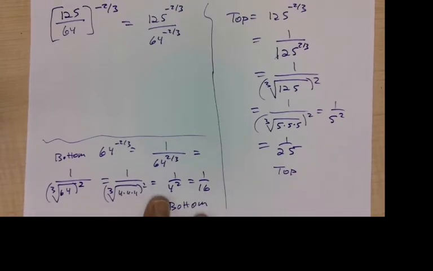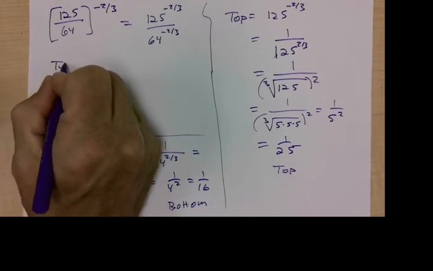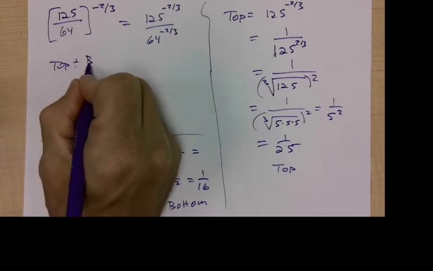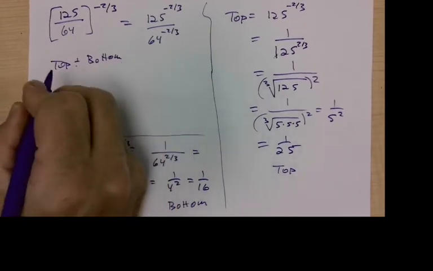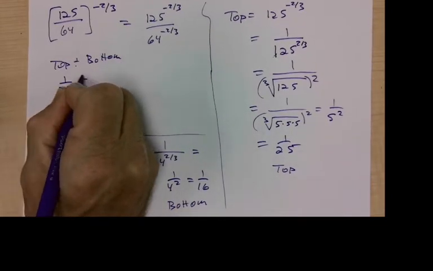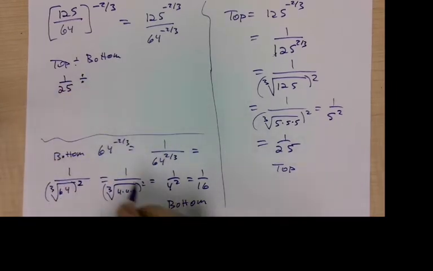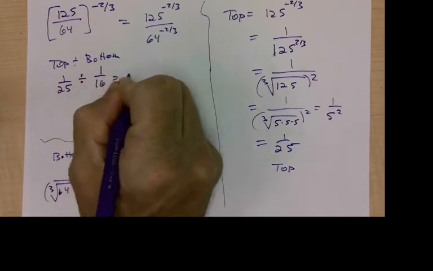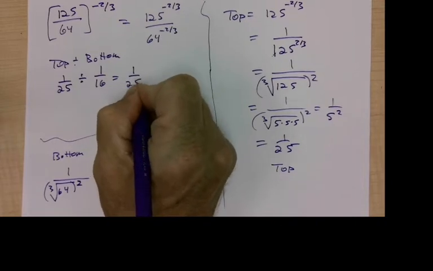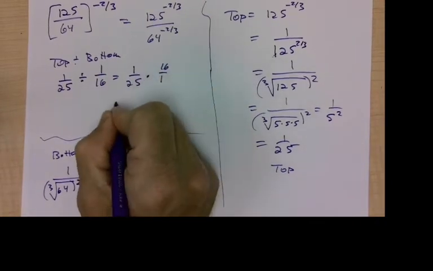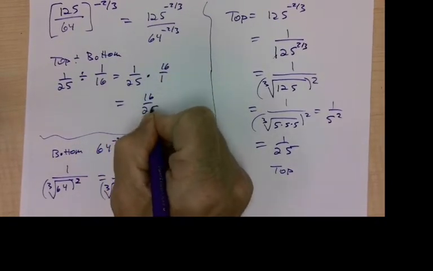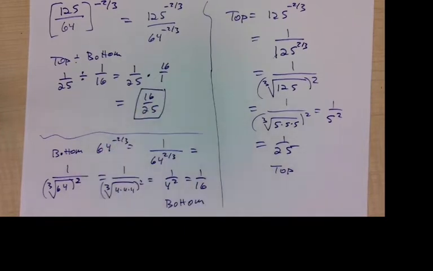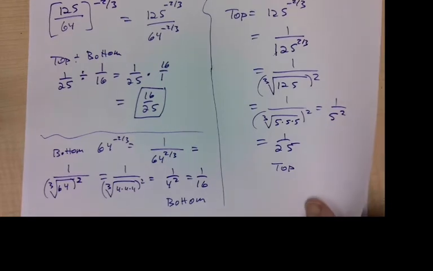We'll finish this by taking top divided by bottom. Top 1/25th divided by the bottom, 1/16th, which is invert and multiply: 1/25th times 16 over 1, which is 16/25ths. That's that one. That was number 25, so our next one is number 26.